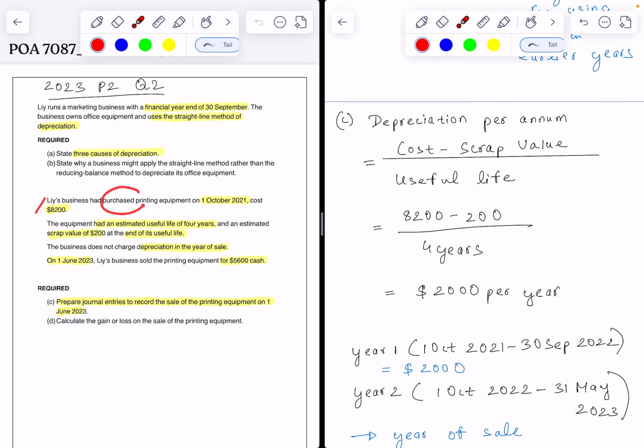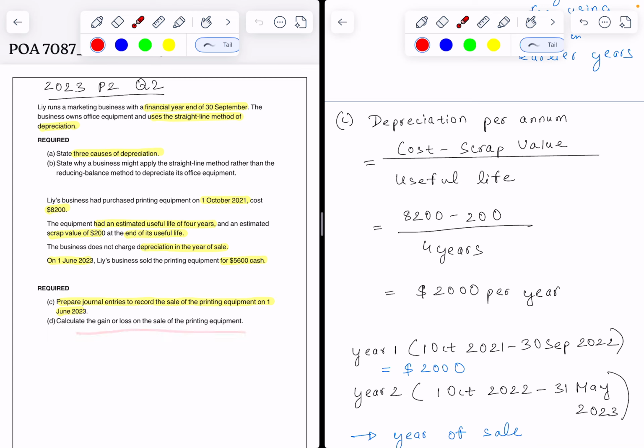Lai's business had purchased printing equipment on 1 October 2021 with a cost of $8,200. This equipment had an estimated useful life of 4 years and an estimated scrap value of $200 at the end of its useful life. The business does not charge depreciation in the year of sale. On 1 June 2023, Lai's business sold the printing equipment for $5,600 cash, and we are required to prepare all the journal entries to record the sale of the printing equipment on 1 June 2023 and calculate any gain or loss on this sale.